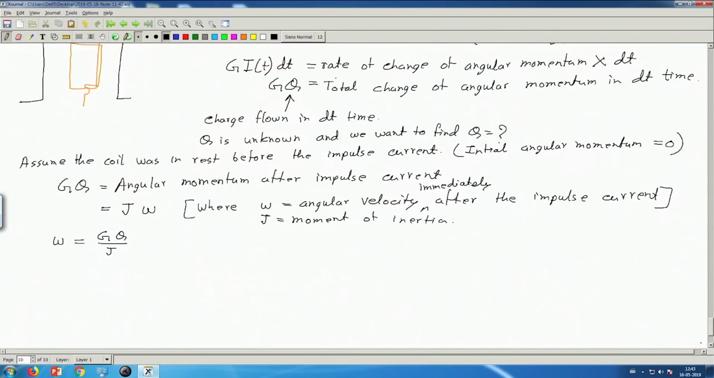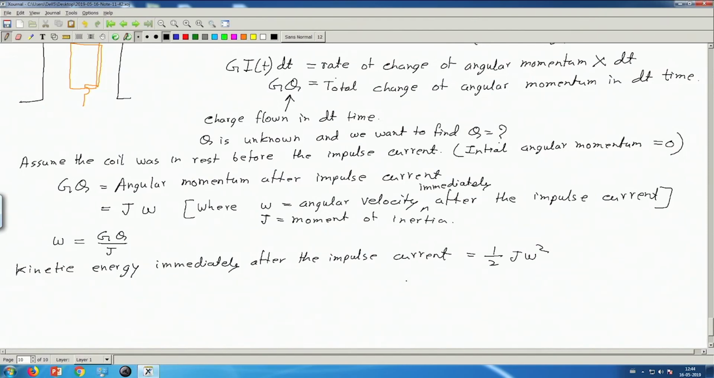So that will be given by the kinetic energy immediately after the impulse current. This will be equal to, we know it's like half mv squared for linear motion, and in this case it will be half J omega squared for angular motion. So, this is the kinetic energy immediately after the charge has flown.